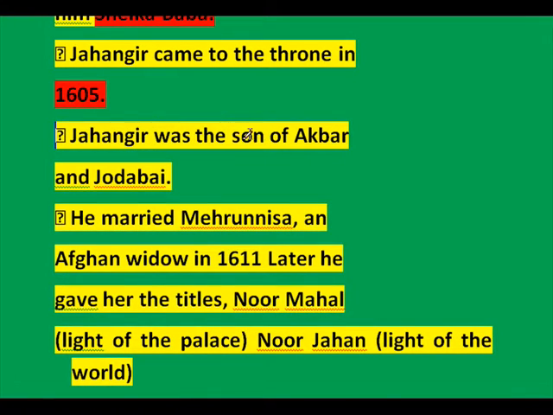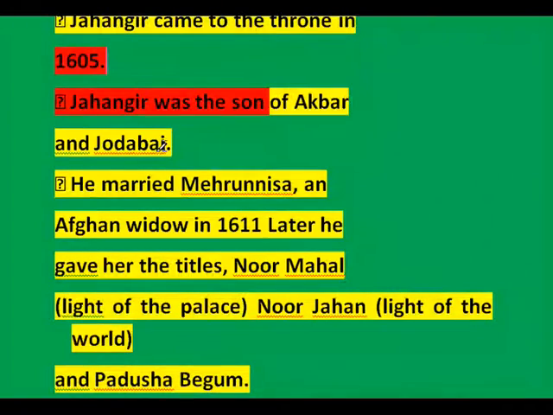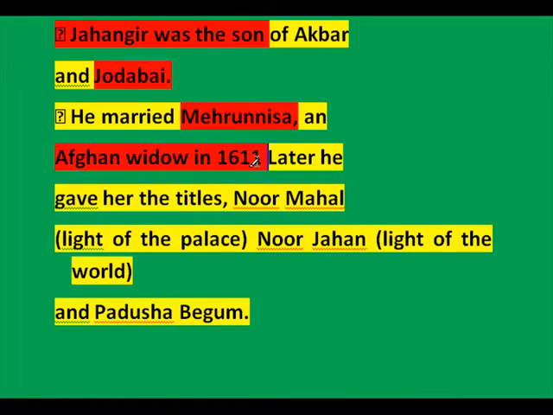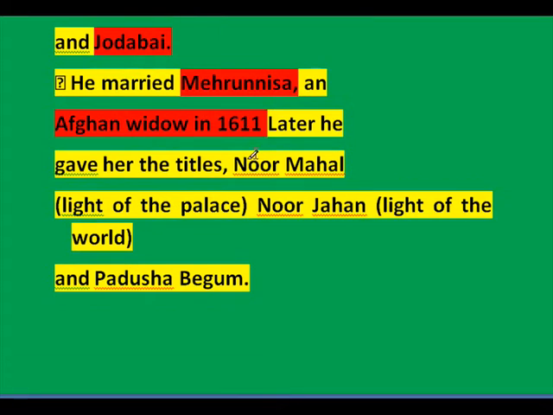Jahangir was the son of Akbar. Who was the son of Akbar? Jahangir was the son of Akbar and Jodhabai. Okay, he married. Please see this name: Merun Nisa, an Afghan widow, in 1611, and later he gave her the title Nur Mahal.